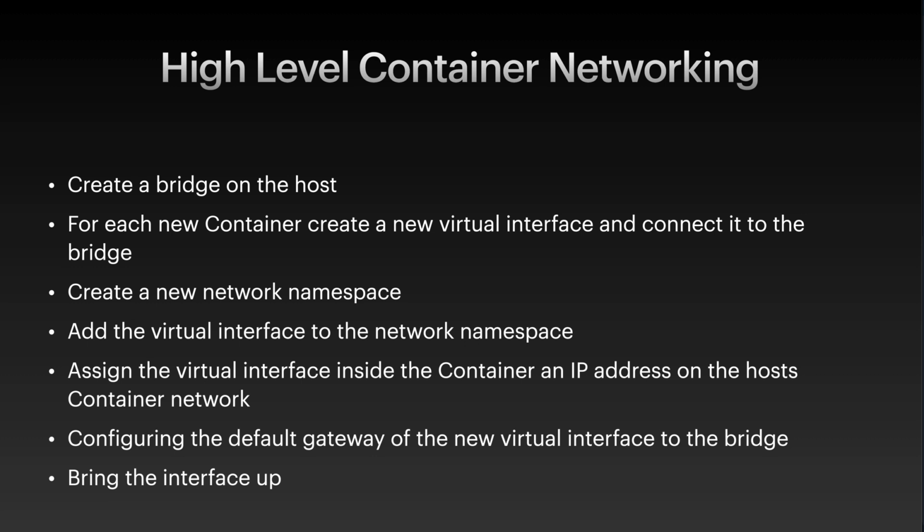So first of all, we see that when the engine is installed, it creates a bridge on the host with a new network address for all the containers that will run on that host. Then when a new container comes along, it creates a new virtual interface and it connects that virtual interface to that bridge. The container engine then creates a new network namespace and then it adds the virtual interface to that namespace. So this namespace is then later associated with the new container. So this is effectively like plugging in a NIC that's already connected to the host bridge into the container so that there's connectivity between the container and the host.